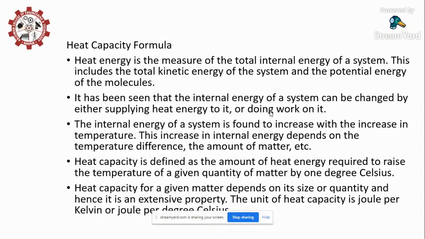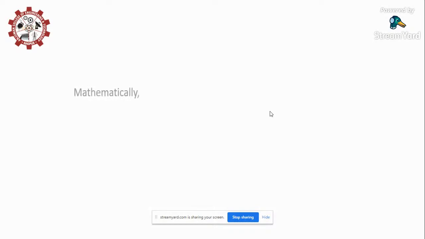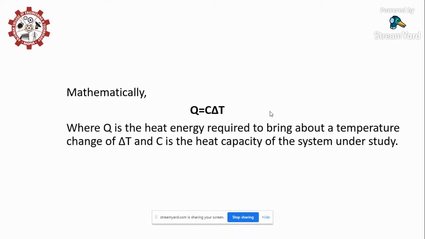The unit of heat capacity is joules per Kelvin or joules per degree Celsius. All of these topics related to heat, thermal energy, heat capacity, sensible and latent heat, you have done in your 11th and 12th standard. It is just a revision for you. Mathematically, we can express heat capacity as Q equals C into delta T, where Q is the heat energy required to bring about the temperature change of delta T, and C is the heat capacity of the system under study.